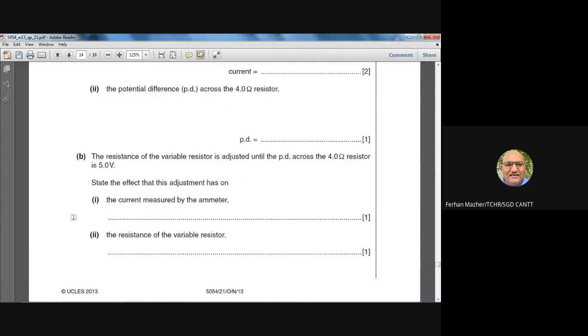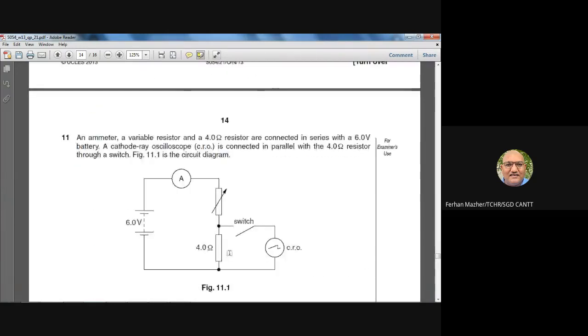The resistance of the variable resistor is adjusted until the potential difference across the 4 ohm resistor is 5 volts. So the V out is now 5 volt. So he has decreased the resistance of the variable resistor. Let's see what happens. State the effect that this adjustment has on the current measured by the ammeter. Previously the V out was just 2 volts, and now you want the V out to be 5 volt. So you have to reduce the resistance of this variable resistor.